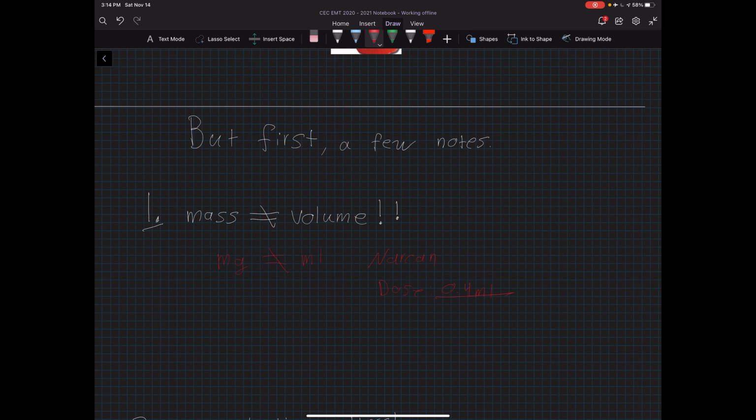Okay, that is not true. Mass does not equal volume. Doses are in mass. When we talk about what is our dose of a medication, what are we going to give? Now, the volume that we draw up, and you might even call it the dose that you give the patient, might be the volume, but it does not equal the same thing. So milligrams do not equal milliliters. That's this part up here.